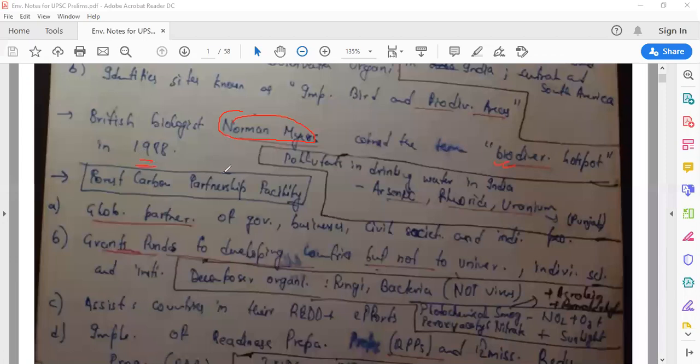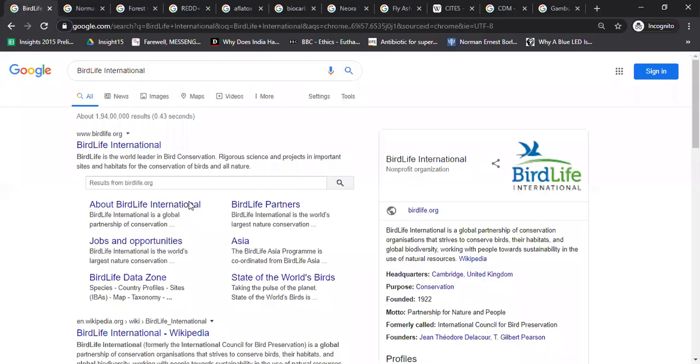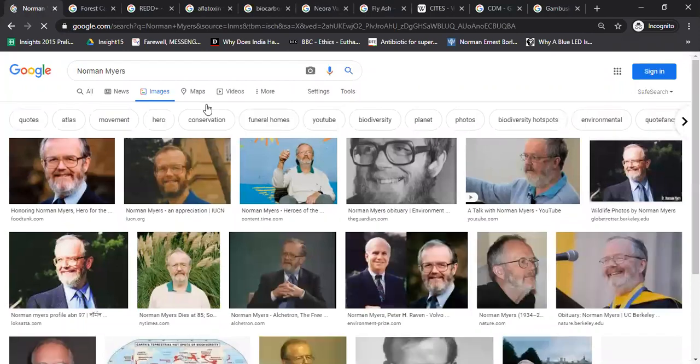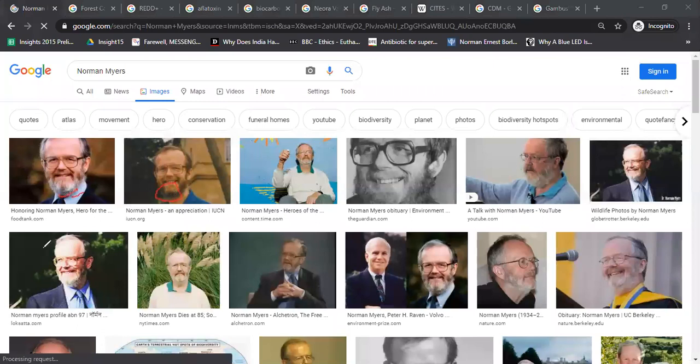Now, if you see Norman Myers' picture and how he looks, he will remind you of Kabir Singh. I'm not kidding, dude. Just see his picture, his bearded look and everything. Maybe Kabir Singh got inspired from Norman Myers. He coined the term biodiversity hotspot in 1988. See his beard, dude. Everyone is keeping a beard these days. Maybe Norman Myers started it. Now let's move on.